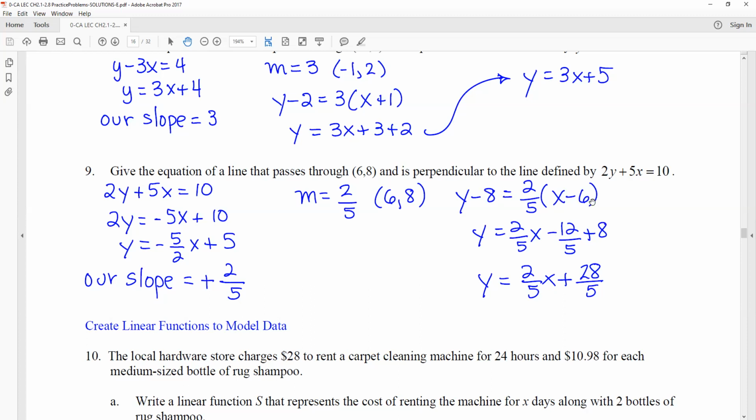So we use the point slope formula. We substitute the 8, we substitute the 6, we substitute the 2/5. We distribute, take the 8 over to the other side. This 8 we have to convert to 40/5, so we can add the negative 12/5 and the positive 40/5 to get positive 28/5.